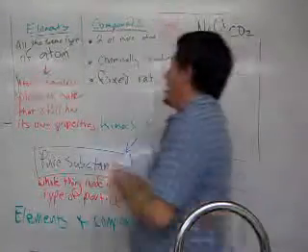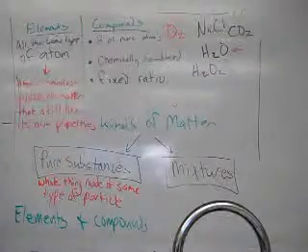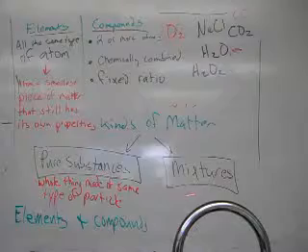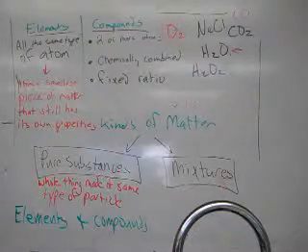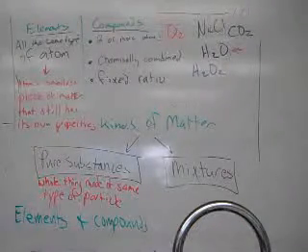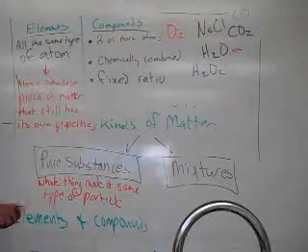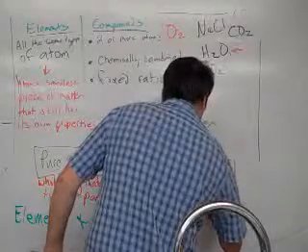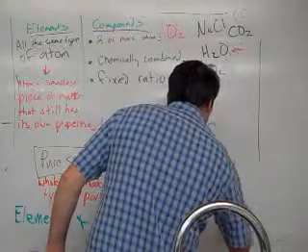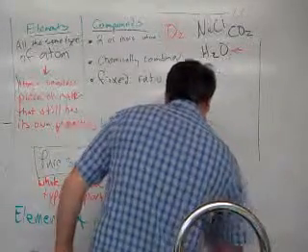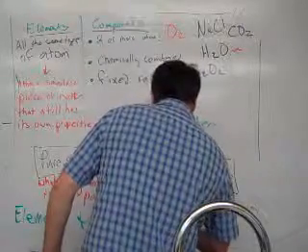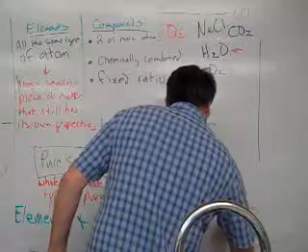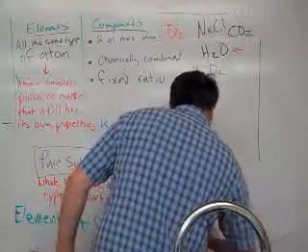So, all right, over here we've got fixed ratio, chemically combined 2 or more atoms. So that's it. And then mixtures. You don't have to know much about mixtures. Mixtures is everything else. Mixtures are basically 2 or more substances, meaning pure substances, in no particular order or ratio.